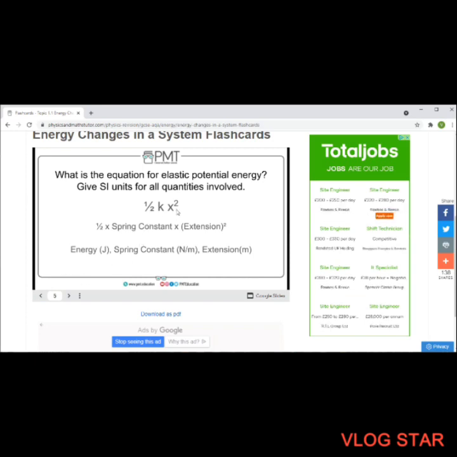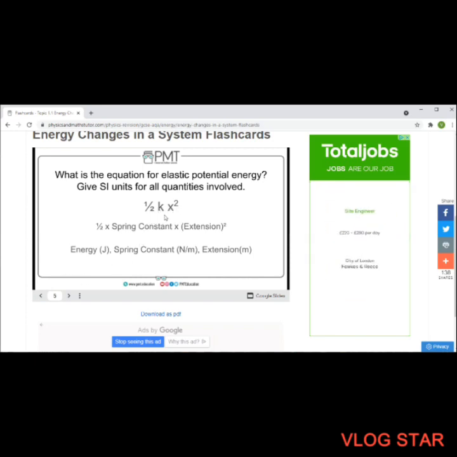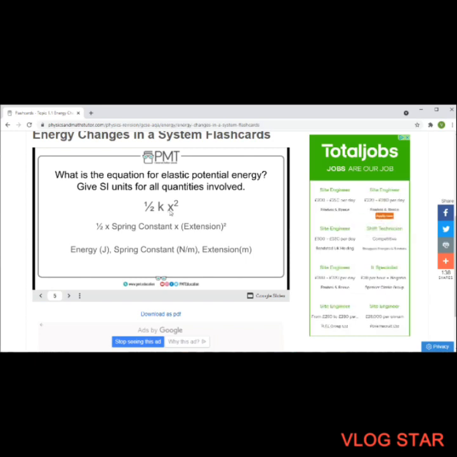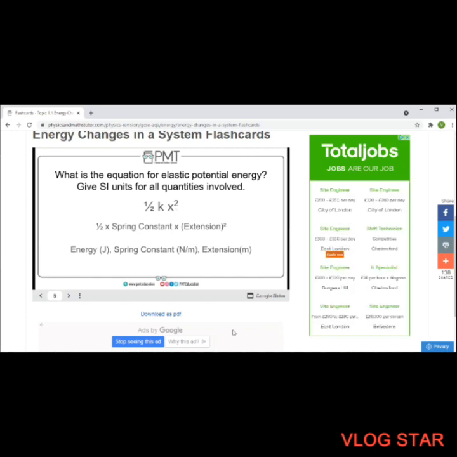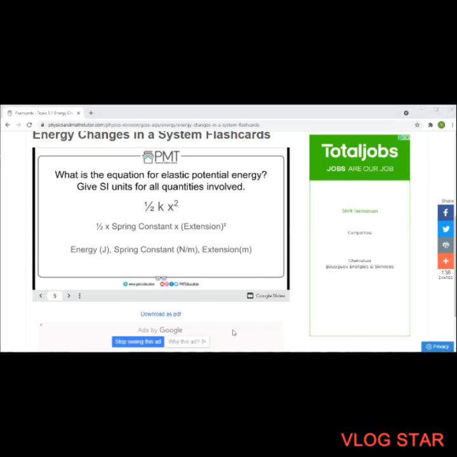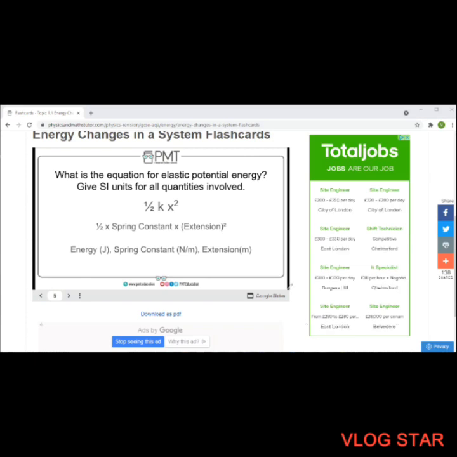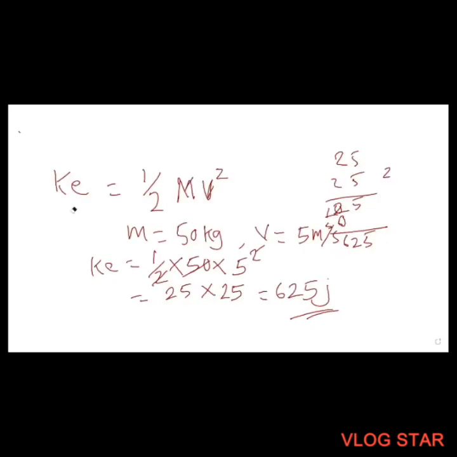So we're going to take an example. If the spring constant is 20 and our extension is 5 meters, how do we calculate the elastic potential energy? I'm going to take us back to the screen, and we're going to see how to solve this out. So come with me as we do that.